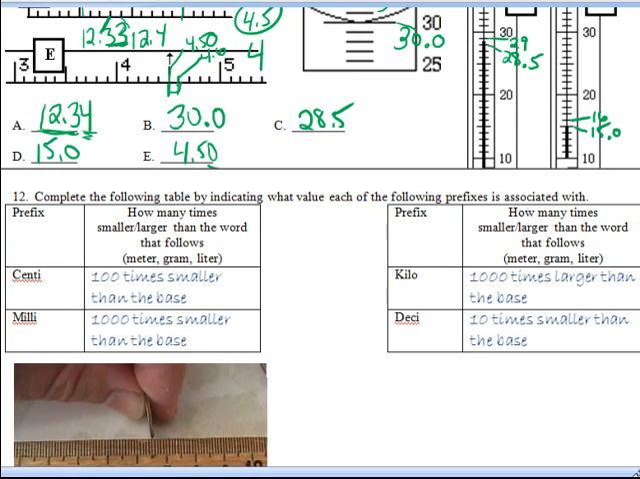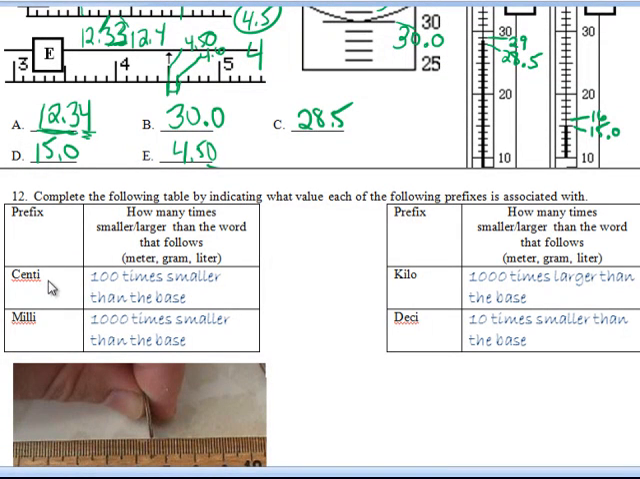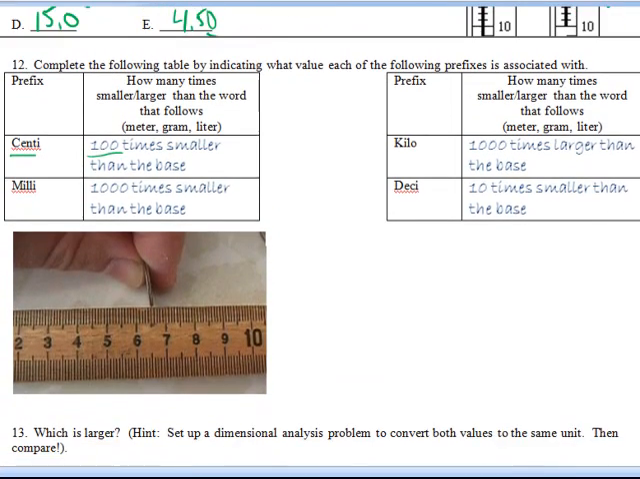Okay, so what we need to do now is know our prefixes. Basically for this test you just have to know 4 main prefixes. You should know centi is 100 times smaller than the base. So let's take a look at this picture. If you look at this little ruler here, this is a meter stick. These are centimeters, between the 5 and the 6. Between the 7 and the 8. Those are centimeters. It's the width of your fingernail. Millimeters are the distance, basically, of the thickness of a dime. There's 1,000 little millimeters in 1 meter. It's 1,000 times smaller than the big meter.